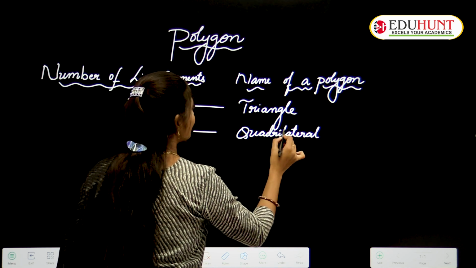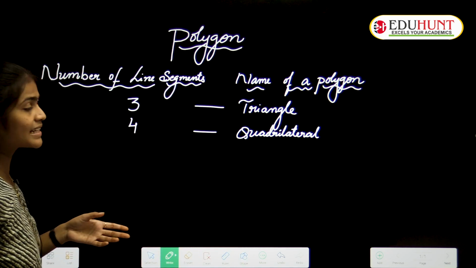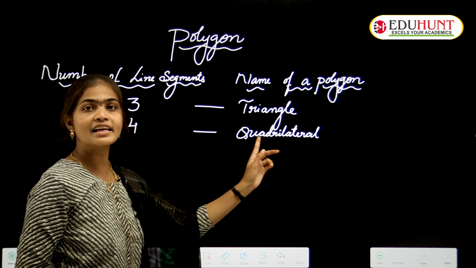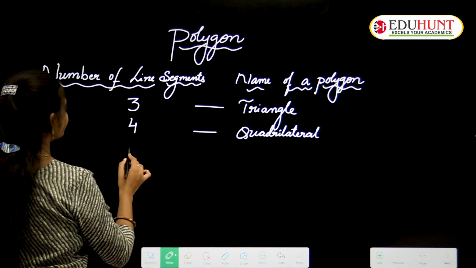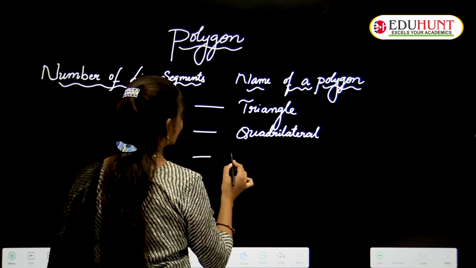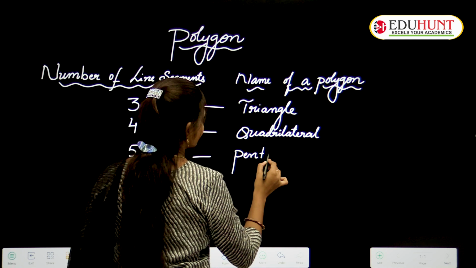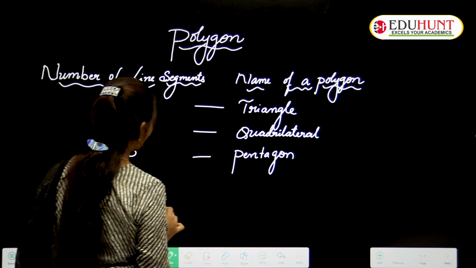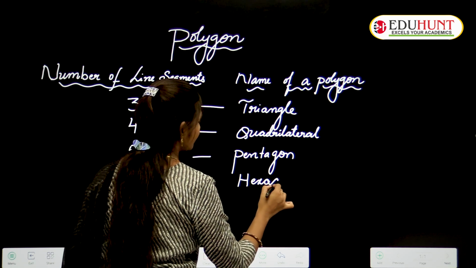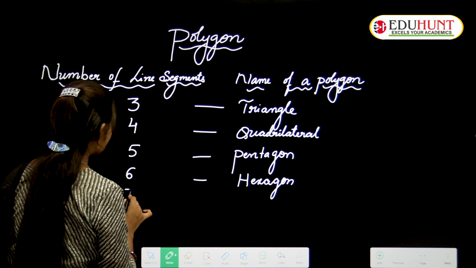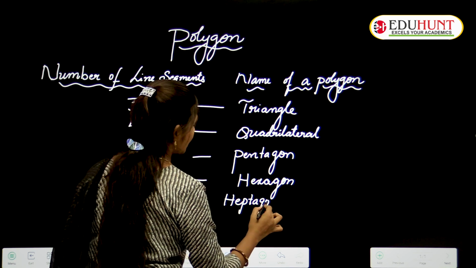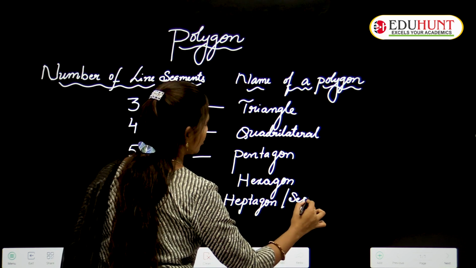Quadrilateral means a 4-sided figure. Examples of quadrilaterals are square, rhombus, rectangle. These all come under quadrilaterals. Next, if a polygon has 5 sides, a 5-sided figure, that is a pentagon. Next, 6 sides, that is a hexagon. Next, 7 sides, that is a heptagon. This has another name, septagon, also.